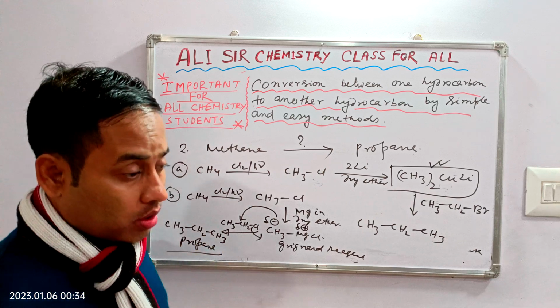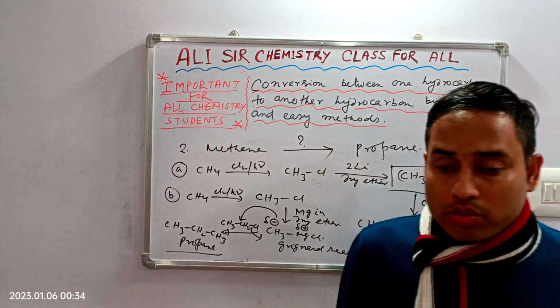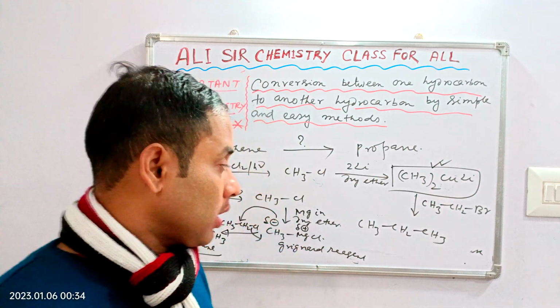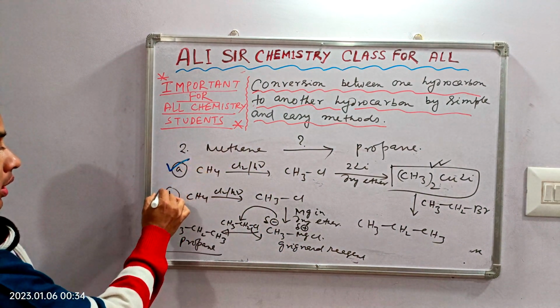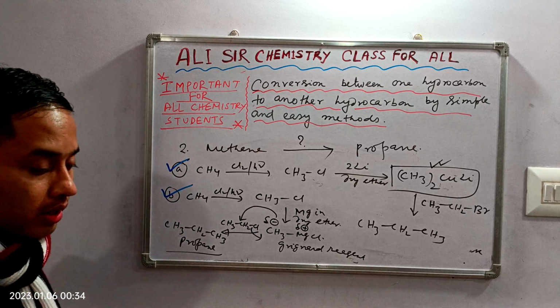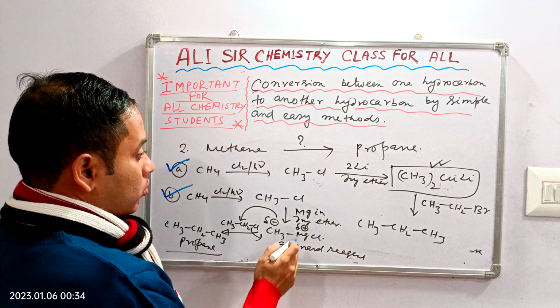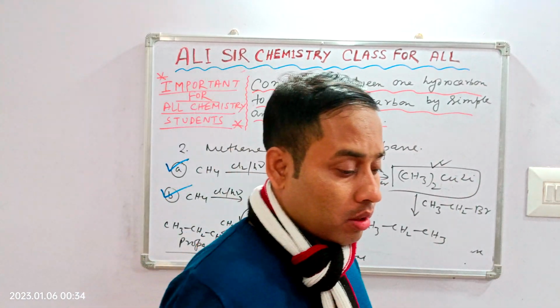So there are lots of methods, lots of ways in conversion. In conversion, you can use any types of reactions of your choice. So I have written here two types of ways, A and B. Whatever you like, you can write in the exam. So in methane to propane, already 2 carbons are increased. We can use 2 or 3 or any, whatever we want.